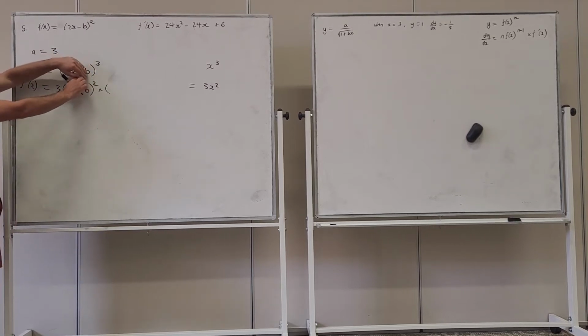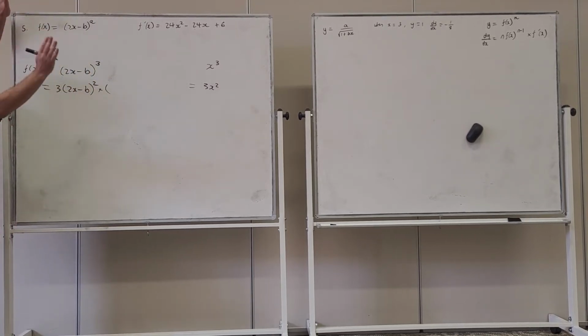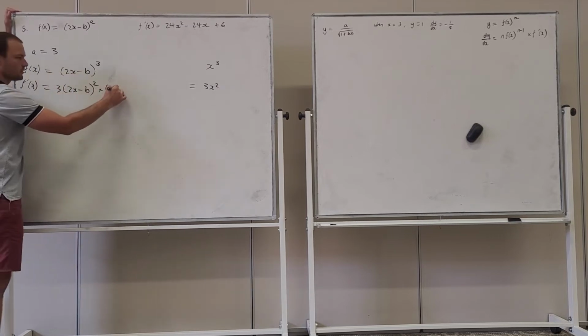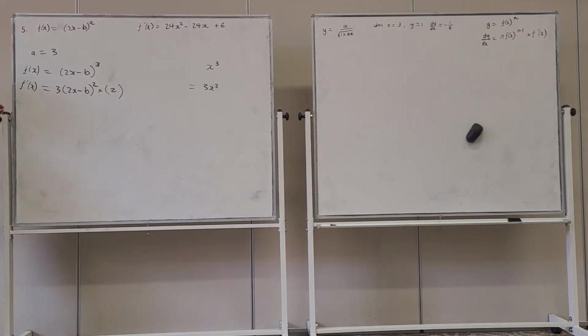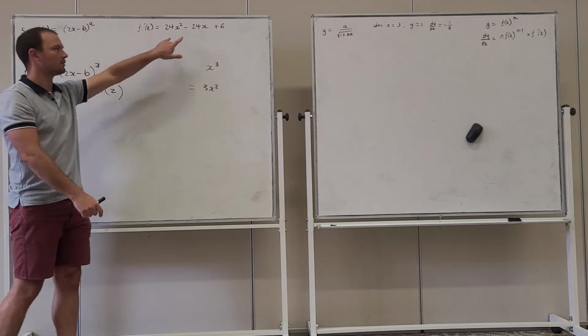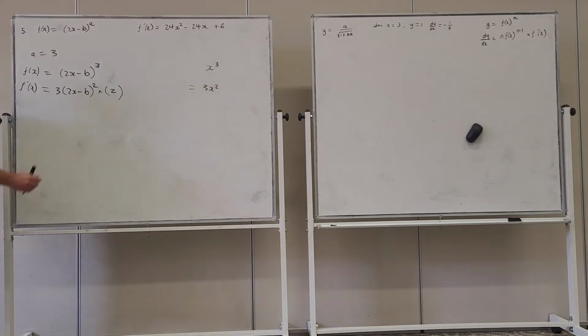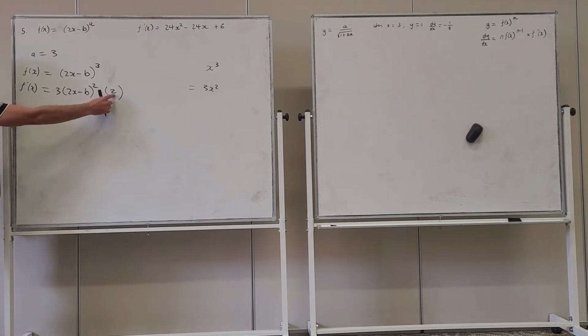b is just a number, so that disappears. The derivative of a constant is 0, and 2x goes to 2. So that's what we're left with. And now we're going to fully expand this and equate it with f dash of x up here. So to expand this, I'm going to move that 2 to the front.